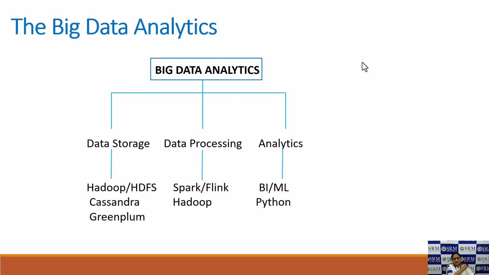For data storage, we have Hadoop or HDFS, the Hadoop Distributed File System, then Cassandra and Greenplum. For data processing, Spark, Flink, and Apache are there, and Hadoop as well. For analytics, we have business intelligence, machine learning, and Python. In this unit, we will be covering only the data storage part. Data processing will be covered in the second unit, and analytics in the consecutive units. So let us continue and see the components of data storage in big data.